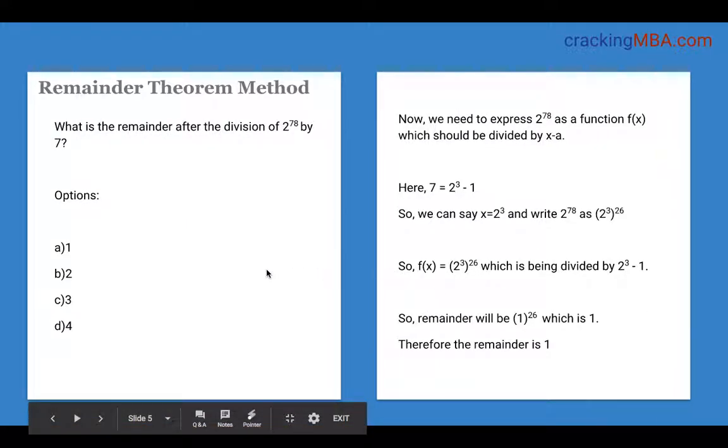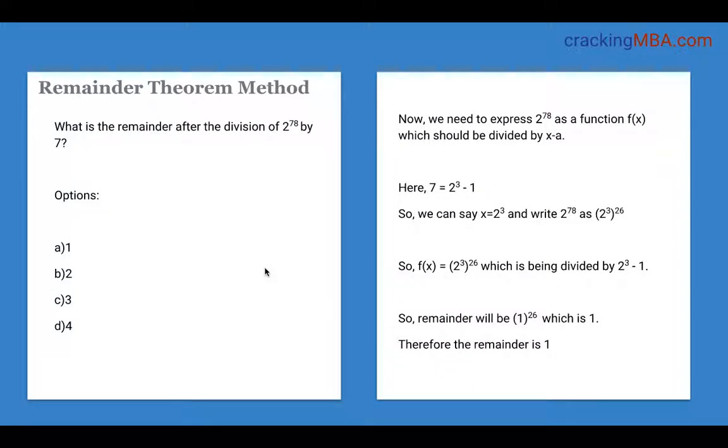Let us now look at how we apply this. What is the remainder after the division of 2 power 78 by 7? Now 2 power 78 is a large number. We can solve this question by the pattern method as well, but let us see how we can solve it using the remainder theorem method. We need to express 2 power 78 as f of x, and we need to define 7 as x minus k.